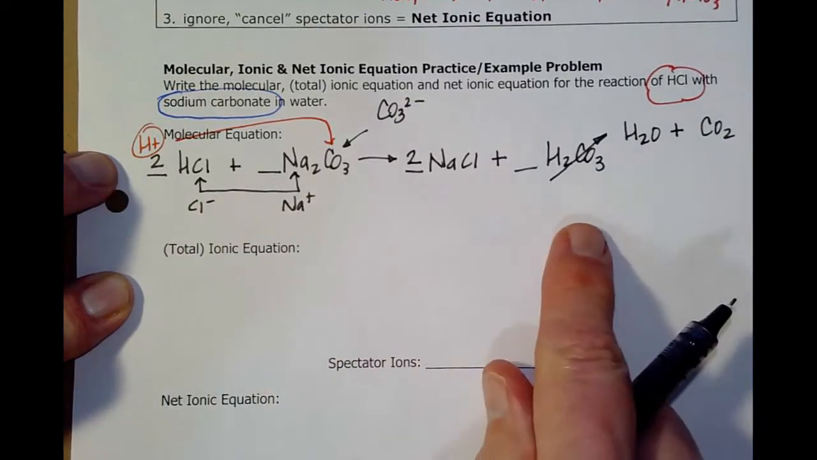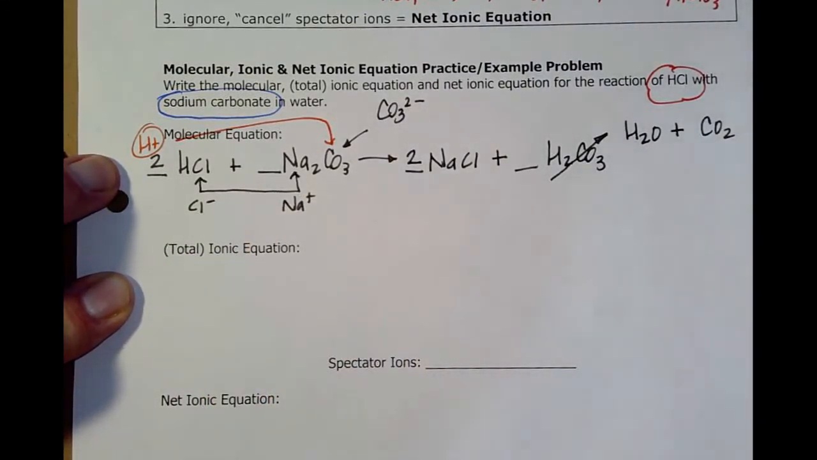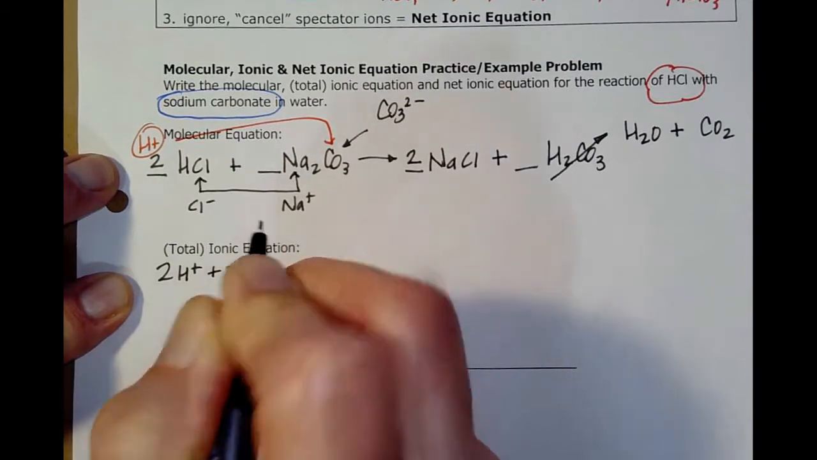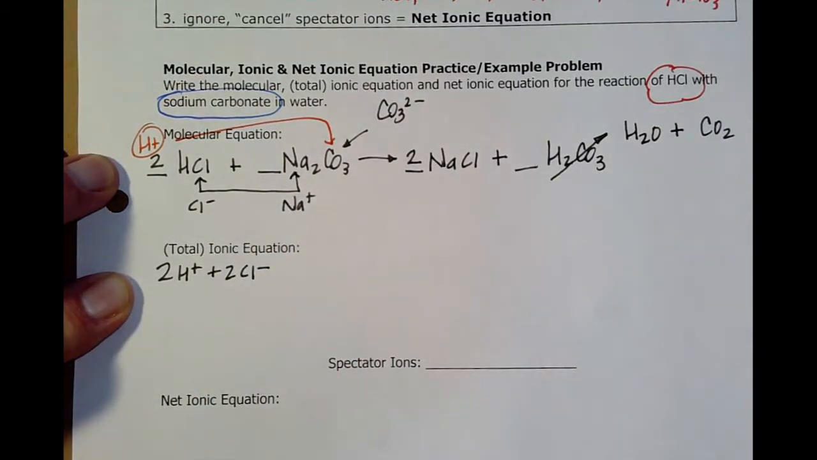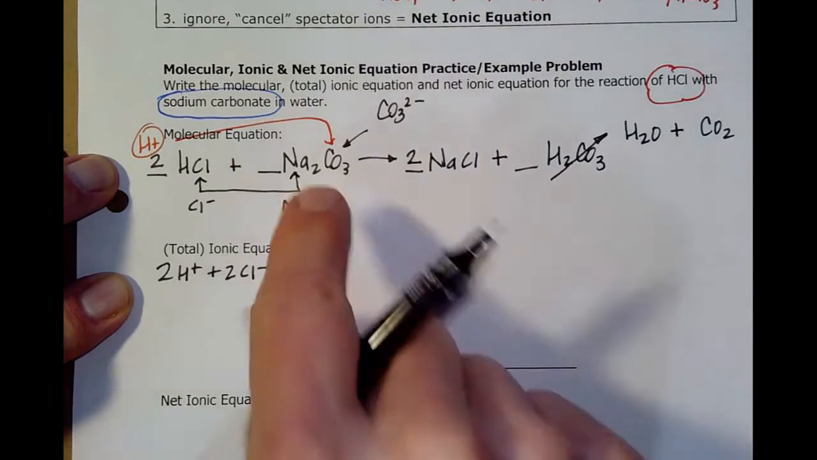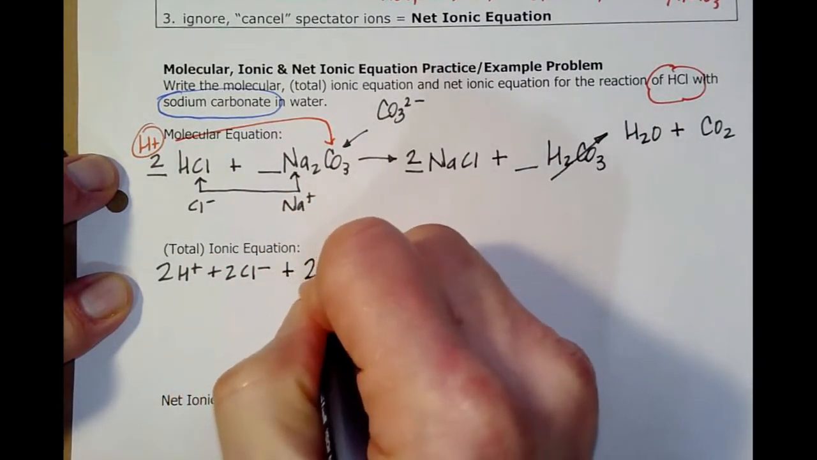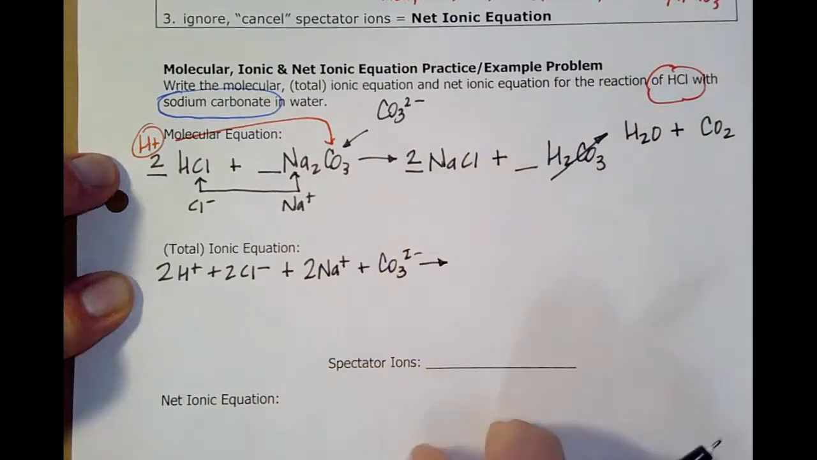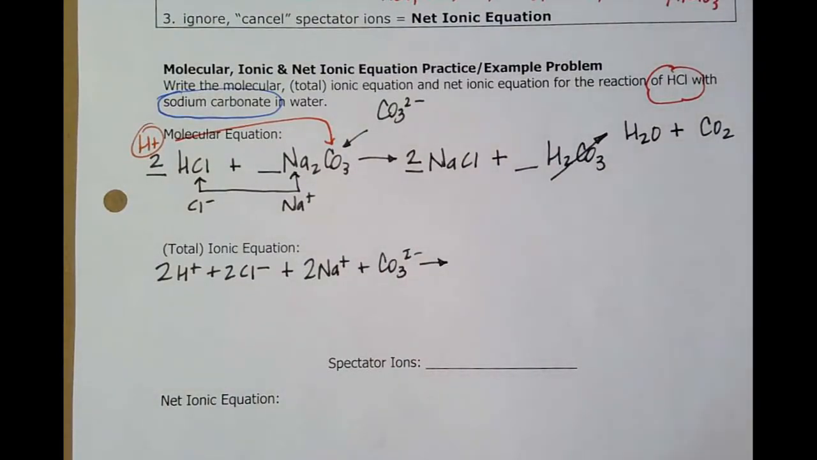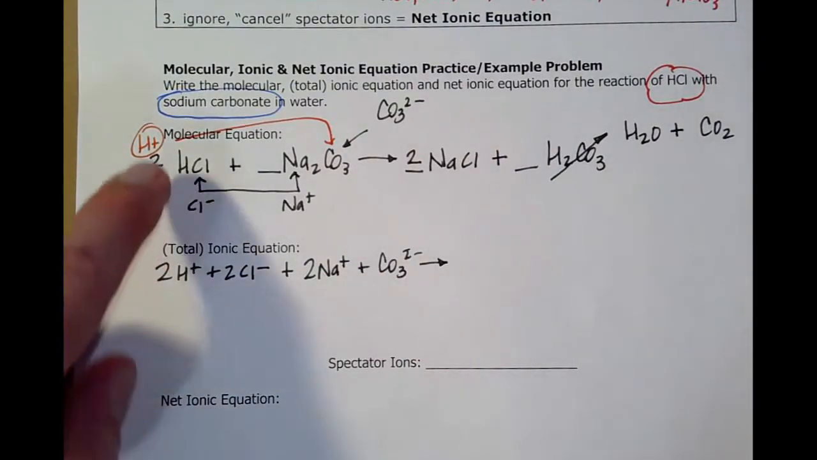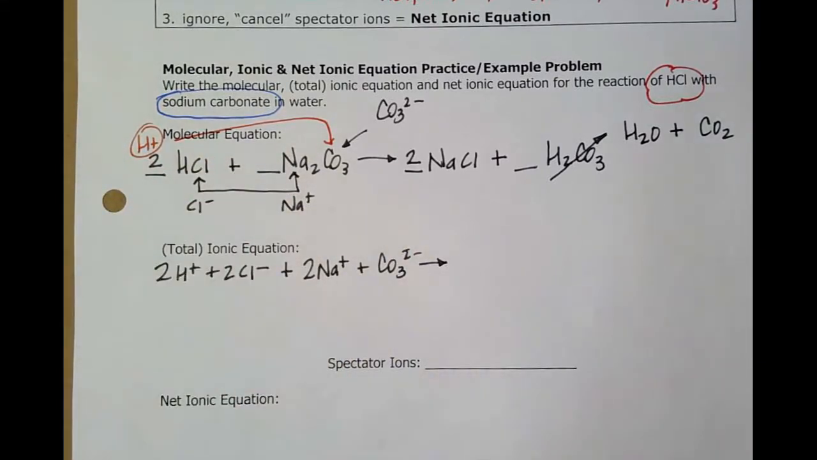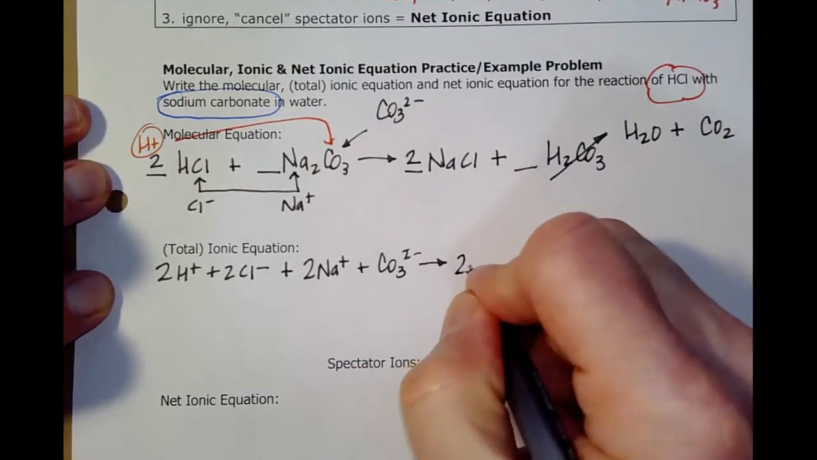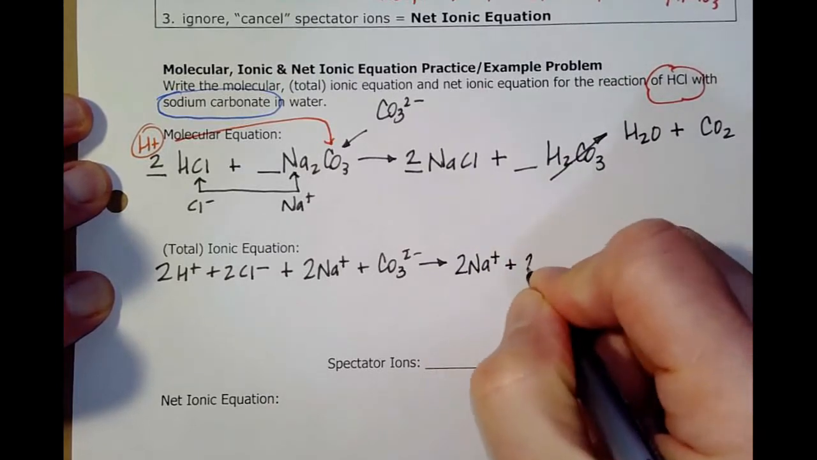Now, of this mess, if I was going to do a total ionic equation, I'd say, well, okay, I've got 2H plus 2Cl minus. That's the HCl breaking up. I've got the sodium carbonate, 2 sodium plus CO3 2 minus. There I've taken the reactants, broken up the strong acid, broken up the soluble ionic compound. Over here, sodium chloride, if I look that up in my solubility rules, I would see that it's soluble. And I would write that.